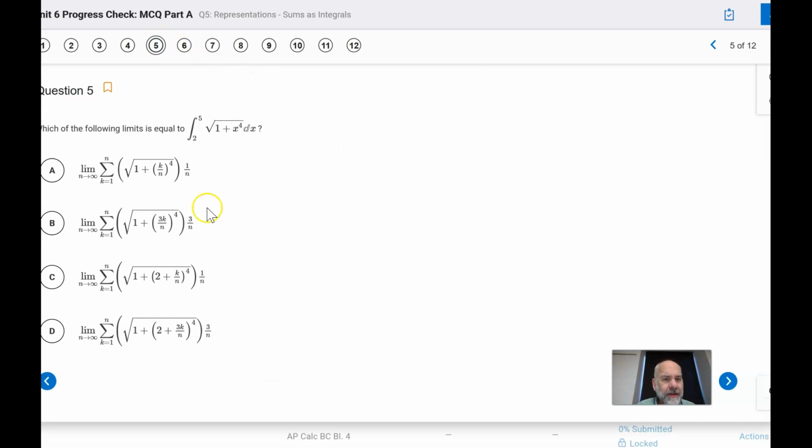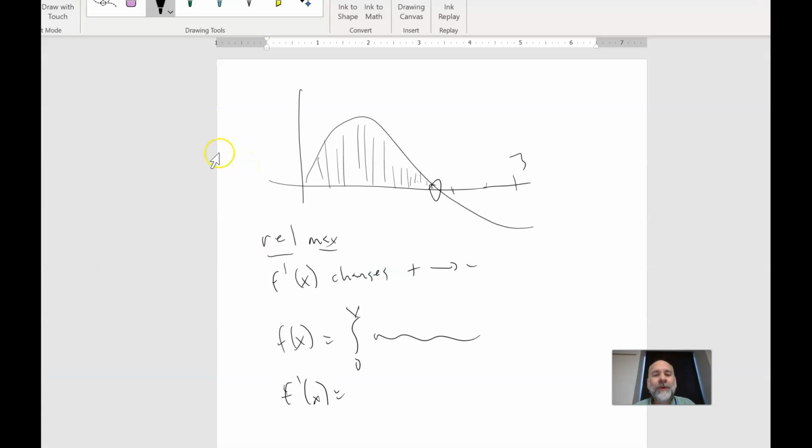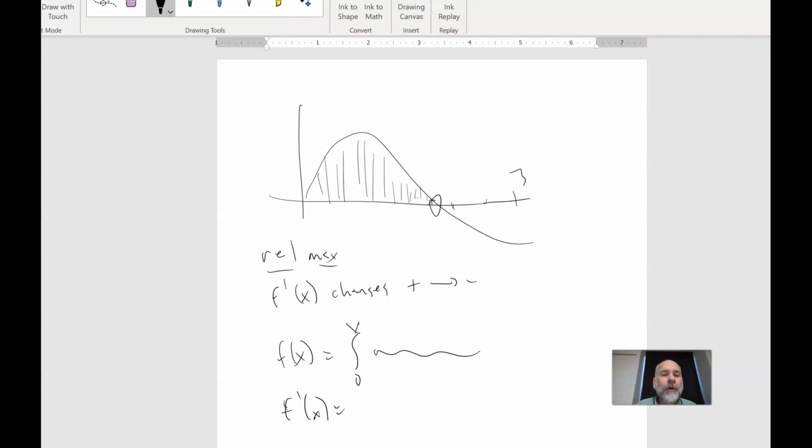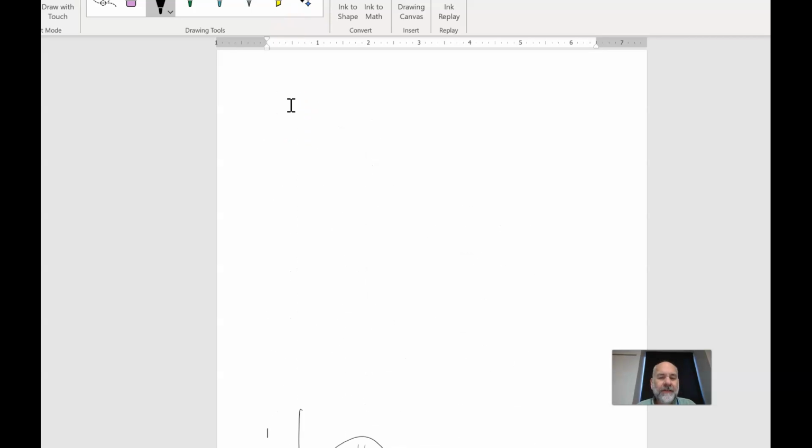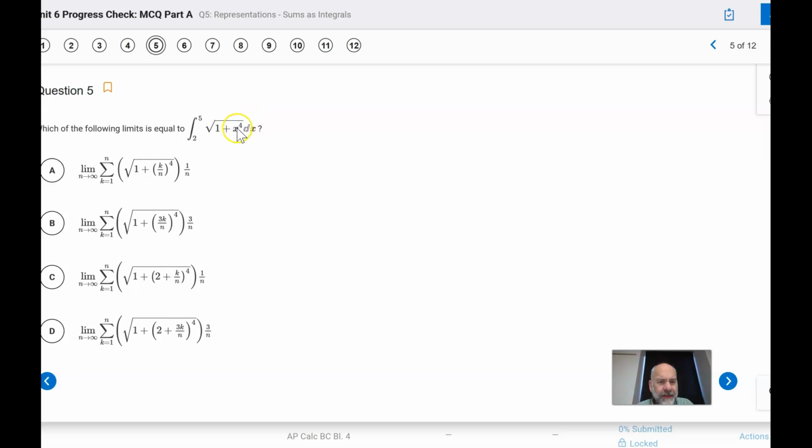Move on. Okay, let's talk a little bit about sums. Which of the following limits is equal to that thing? Okay, so we've got to think this thing through. We could go back and look at the notes, but I'm going to just graph this and think about it. All right, what do we got? We've got an area from 2 to 5, and we've got some function that I know is positive. And we're going to find the area of this thing.